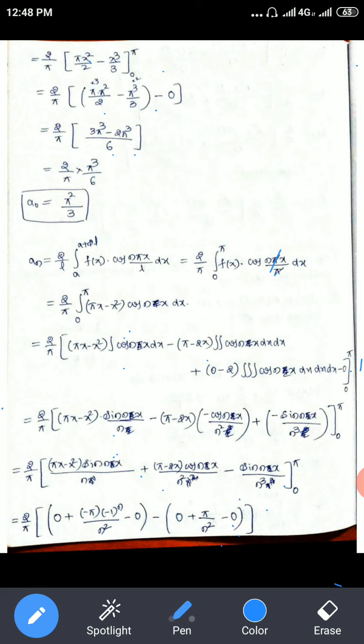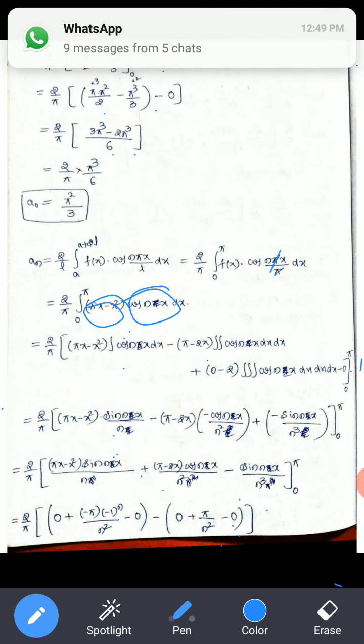f of x is pi x minus x square into cos of nx. After the cancellation of pi and pi, only nx remains. Cos of nx dx. So 2 by pi. Here the algebraic term comes first, next trigonometric. I'll take this as the first function and this as the second function.